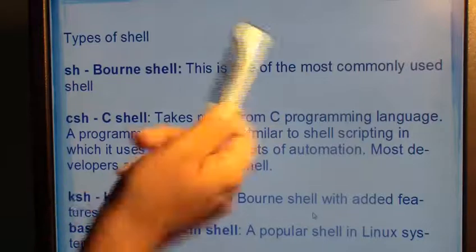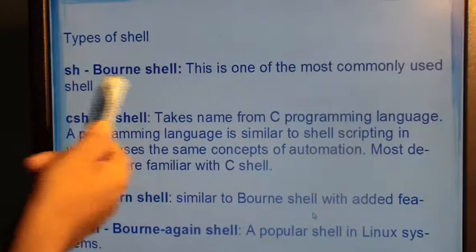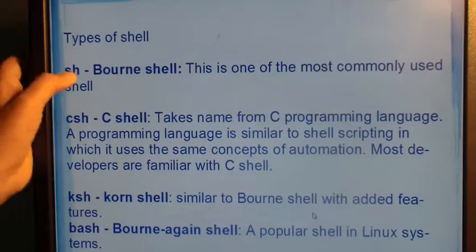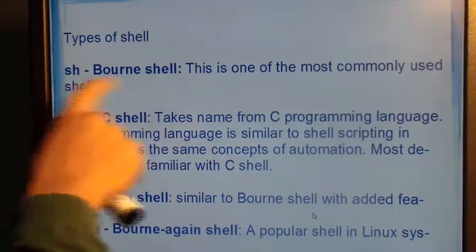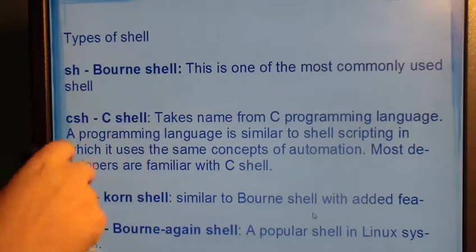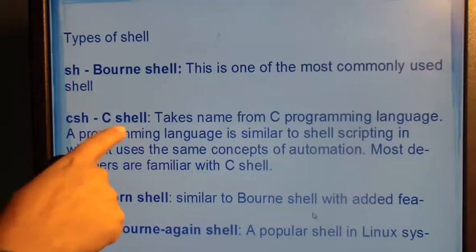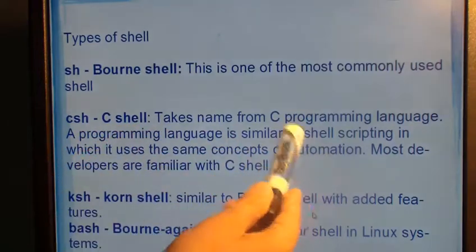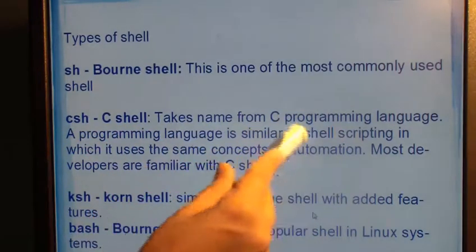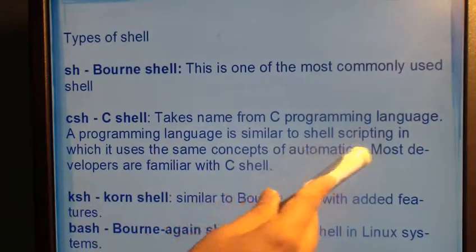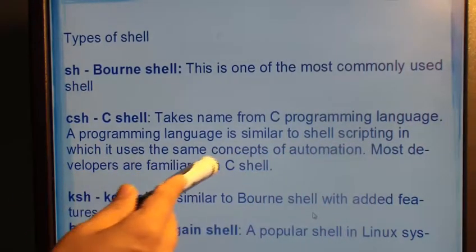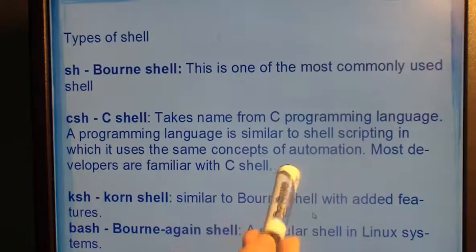In short it is called SH. And another is the C shell. This is for C programmers, named after the C programming language. A programming language is similar to shell scripting, in which it uses the same concepts of automation. Shell scripting is like a programming language.